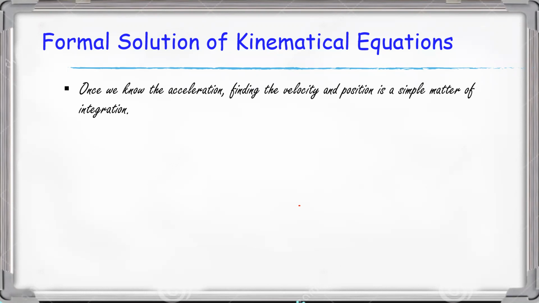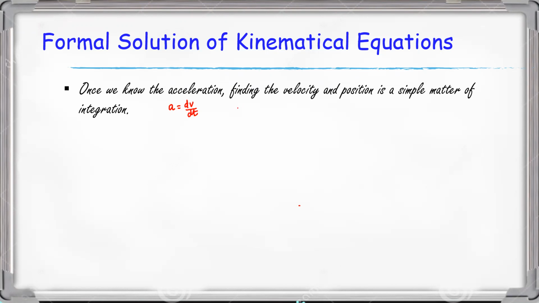If we know the acceleration, we can find the velocity and position using integration, because we know that acceleration, in terms of velocity, we can write acceleration a is equal to dv divided by dt.